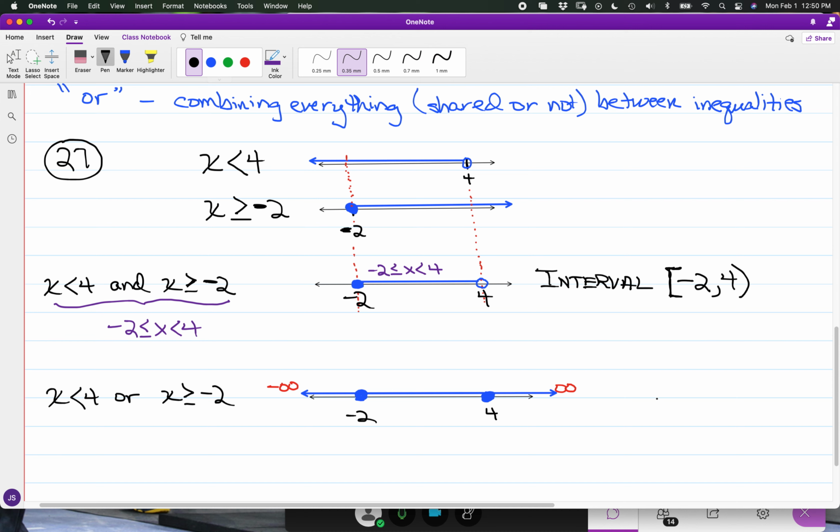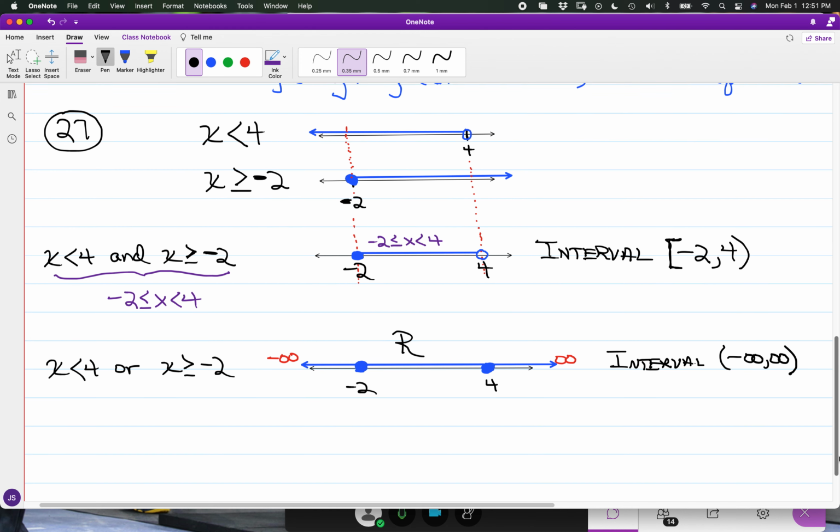So as a result, we wind up essentially with the set of all real numbers. And the set of all real numbers has, for the interval notation, parentheses surrounding negative and positive infinity.